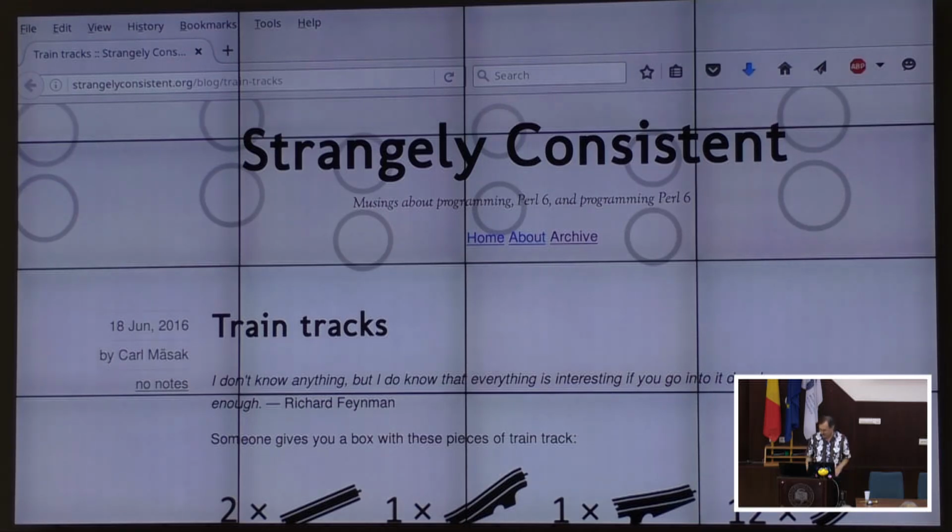I actually like to talk about strange consistency in more general terms. Some of you are terribly afraid I'm just going to talk about Perl all day. I want to talk about other things that interest me, and this is the last day of the conference, so you're probably already tired of Perl.